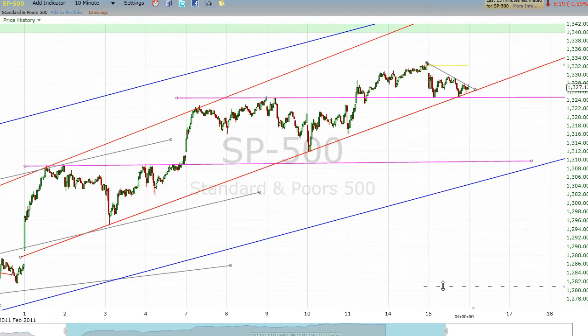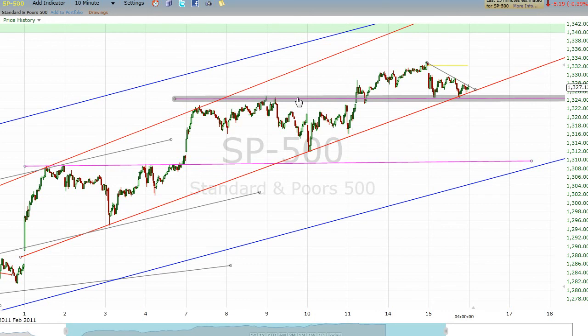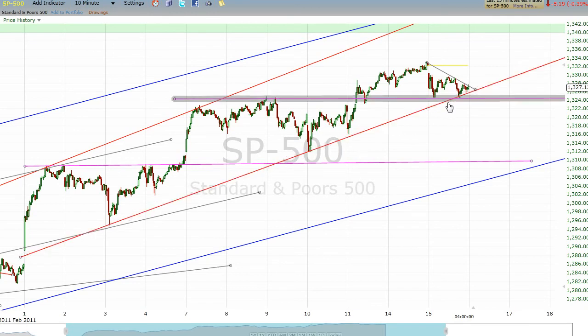One thing I like is that this line that had been resistance, I moved just a hair to these peaks because it lined up really nicely with these. But anyway, this line has moved around a little bit. Basically, that has been serving as support. Twice today it was tested, twice it held. This bottom red channel line has also been tested strongly today. It held.